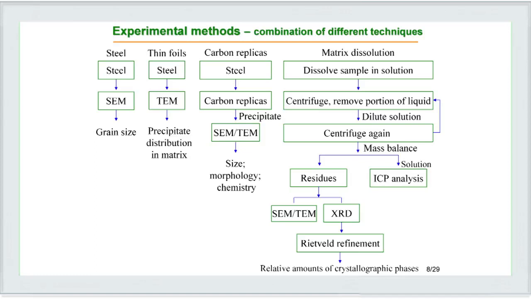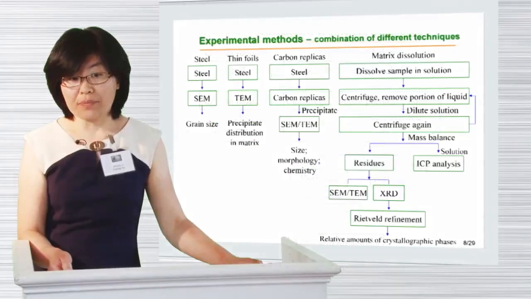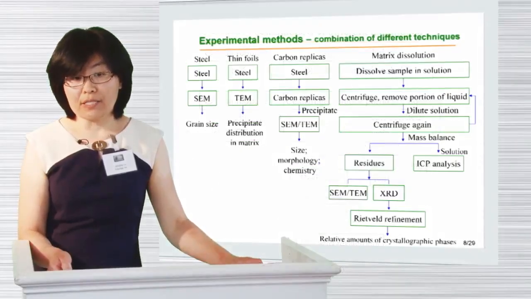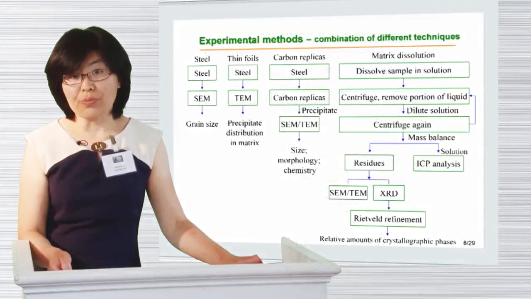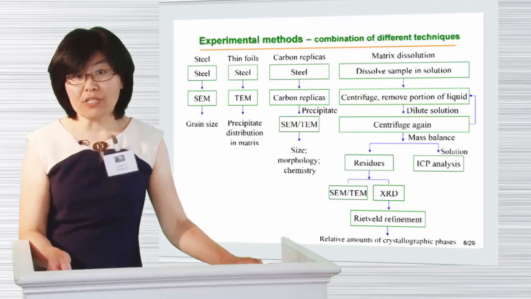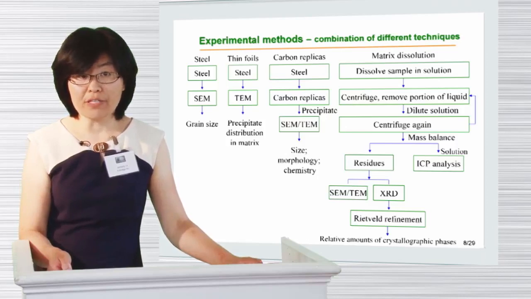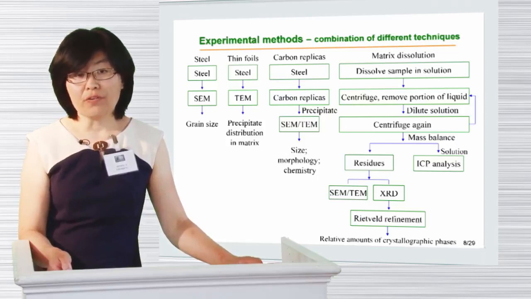The most complex portion is the matrix dissolution portion. So we need to find some solution to effectively dissolve the steel matrix. And then we use the centrifuging technique to remove the supernatant. And at the same time, we will collect the residues. The residues are the precipitates after dissolution of the steel matrix. And for these residues, we will bring them for the SEM, TEM analysis, also for the size measurement and the chemistry analysis of these precipitates. And also we bring these residues to perform XRD analysis.